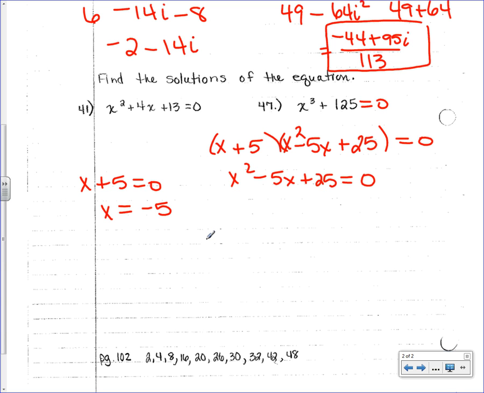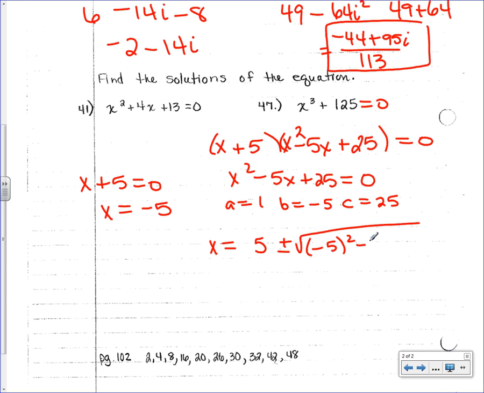I need how many more? 2 more. How many more is this one going to give me? 2 more, right? I just told you it doesn't factor. What's your only option? Quadratic, right? So what's A? 1, B, negative 5, C, 25. Everybody okay? So I'm going to plug it into my quadratic formula. Negative B is going to be positive 5 plus or minus the square root of negative 5 squared minus 4 times 1 times 25. That's 4AC, all over 2A.